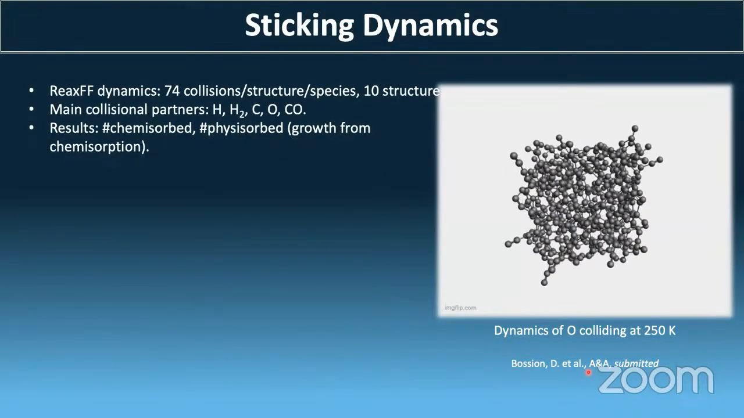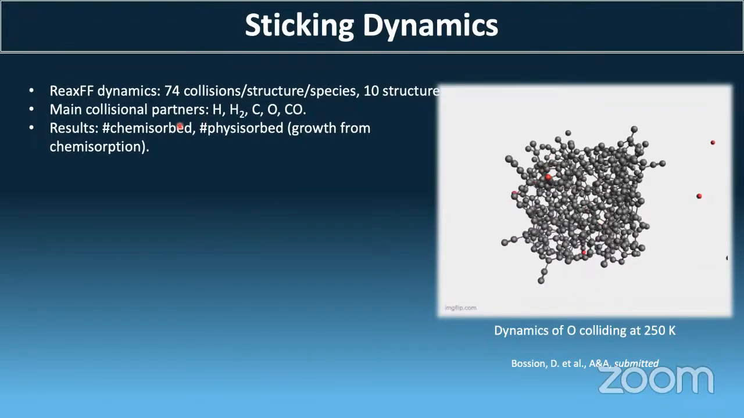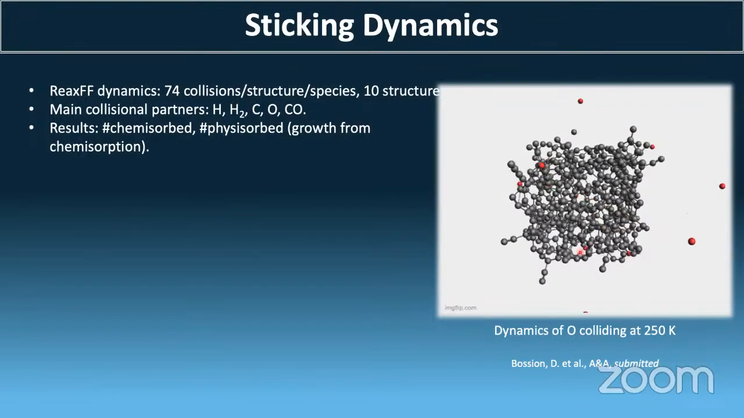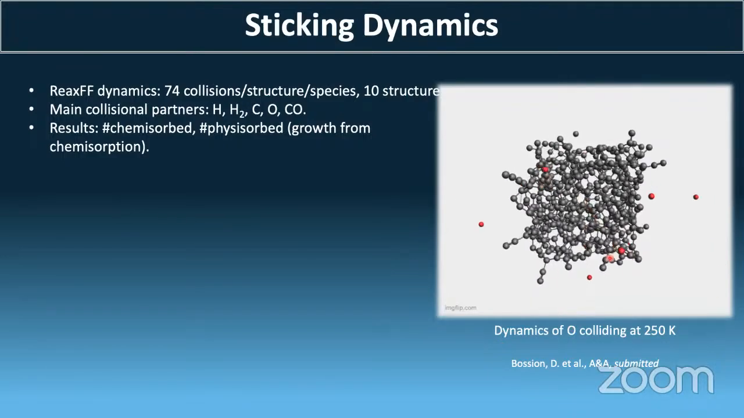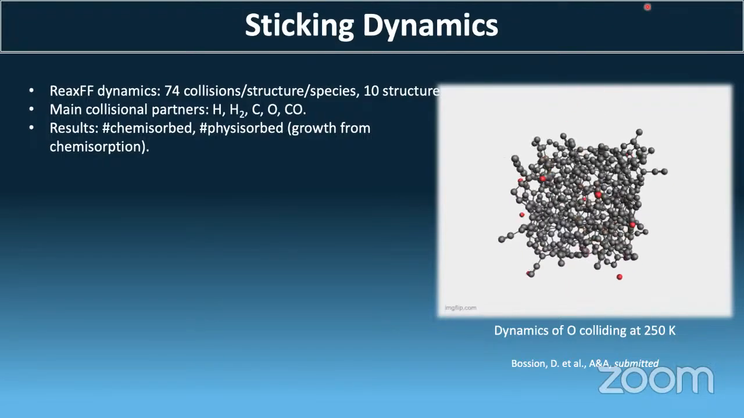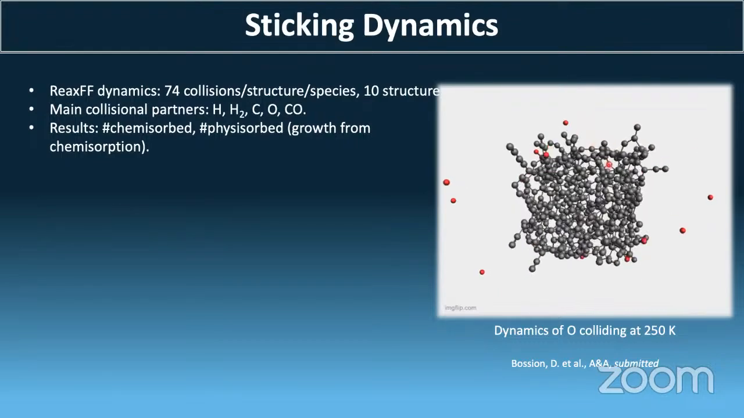So now that we have this structure that is thermalized, we want to do the dynamics. For this, we use this reactive force field, which allows creating or breaking bonds. And we decided to launch 74 incident atoms per structure. As I said, we use 10 structures to have more statistics, and per species. So here is just an example to show you how it looks for oxygen in red hitting the amorphous carbon at 250 K. And we can see that in some cases, of course, they just bounce back immediately. In some cases, they immediately create a bond. But in other cases, we can see the oxygen atom roaming around for a while.